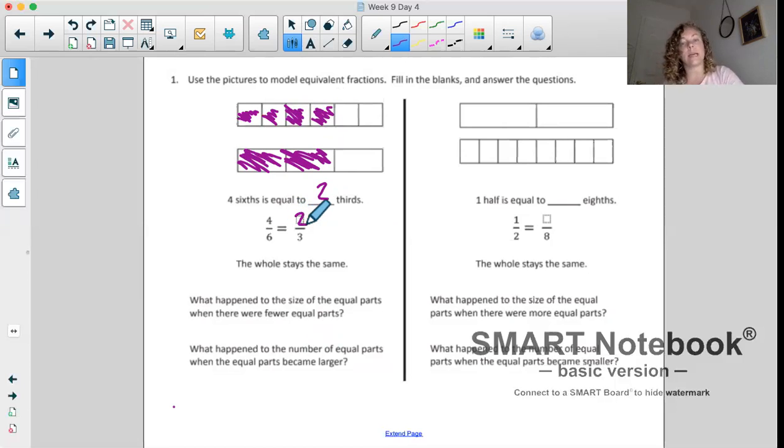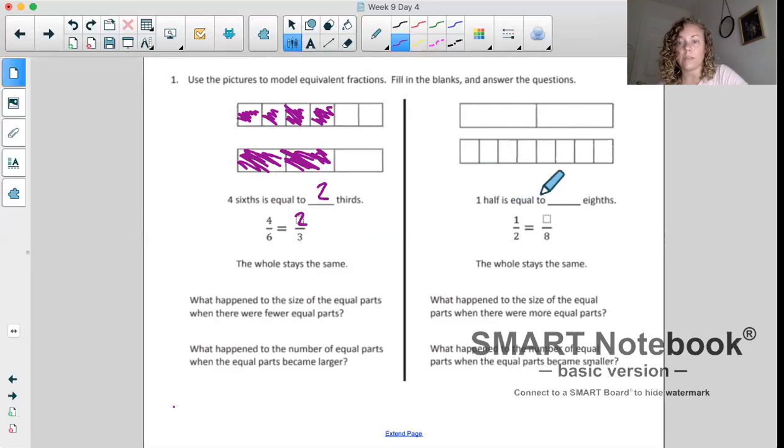What happened to the size of the equal parts when there were fewer equal parts? Here there are fewer, right? There are only 2 equal parts, where up here there are 4 equal parts. These 2 equal parts are bigger pieces than these smaller pieces. What happened to the number of equal parts when the equal parts become larger? The big pieces, there aren't as many. The smaller pieces, there are more, but they are the same size.